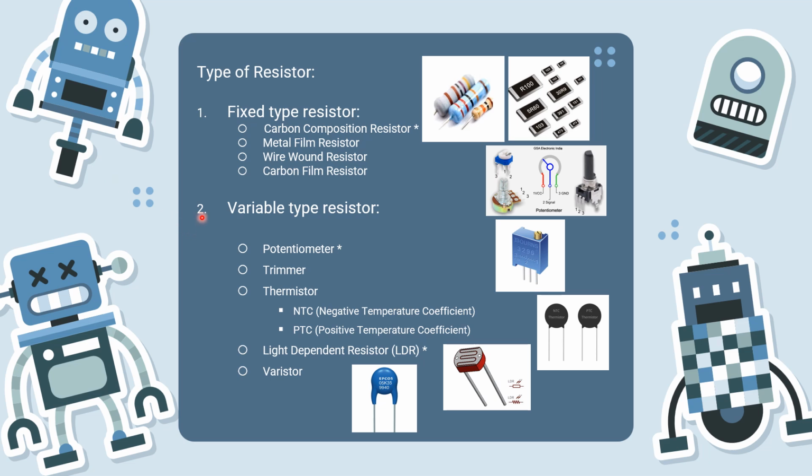We have different types of resistor in electronics, such as fixed resistors and variable resistors. Fixed resistors include carbon composition resistor, metal film resistor, wire wound resistor, and carbon film resistor. For variable type resistors, we have potentiometer, trimmer, thermistor, light dependent resistor, and varistor. The most common type of fixed resistor is the carbon composition resistor, and in your kit we only have this type of fixed resistor, and we will use this, and it's very general in electronics.